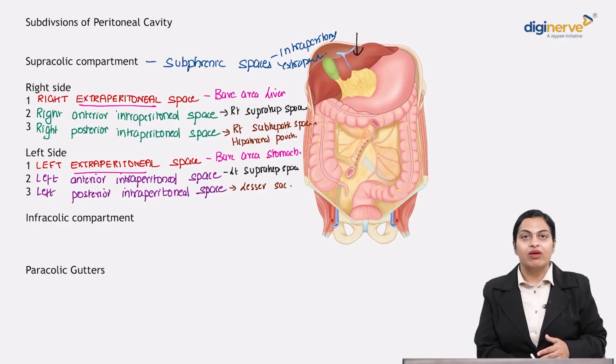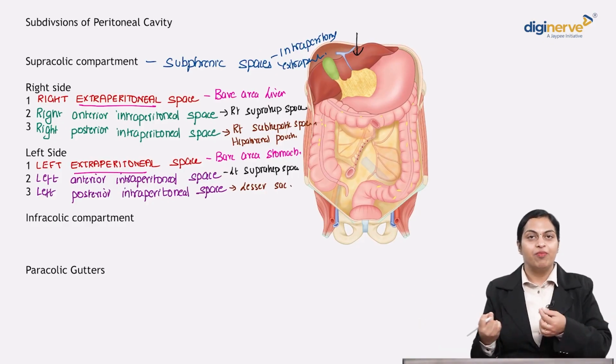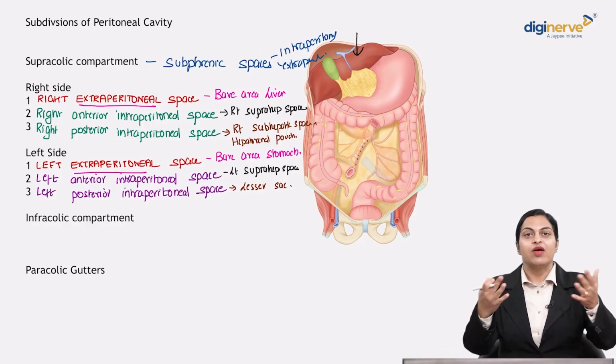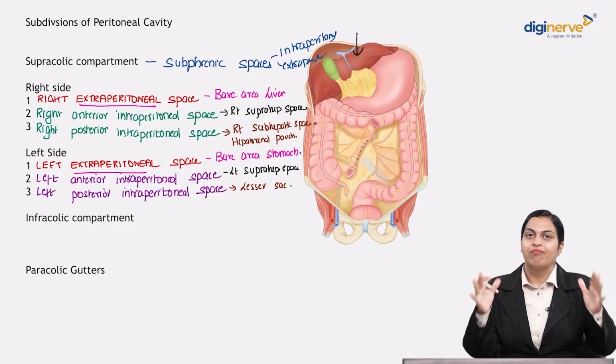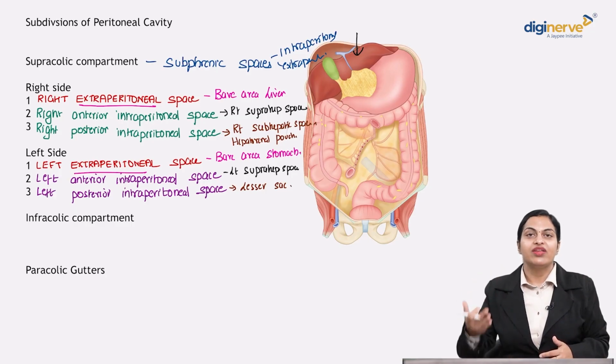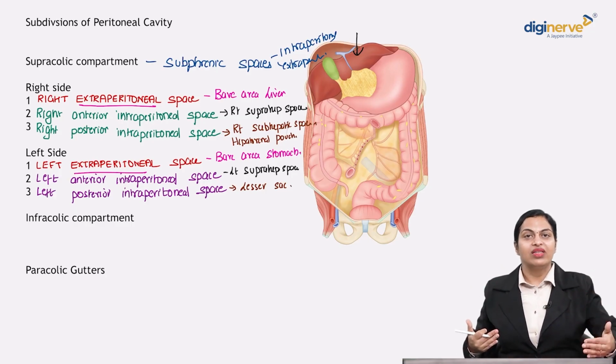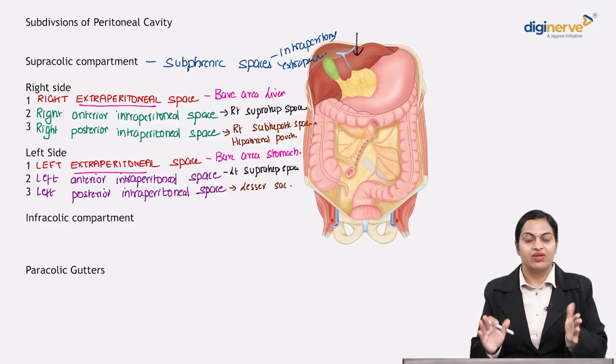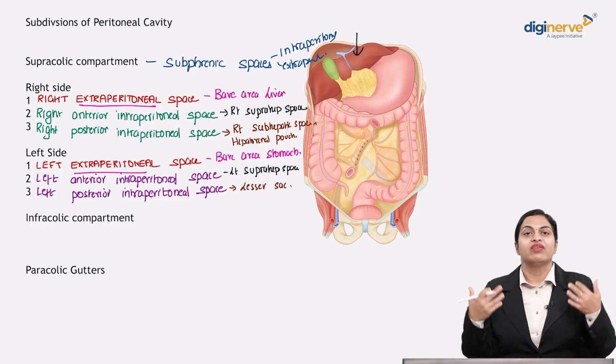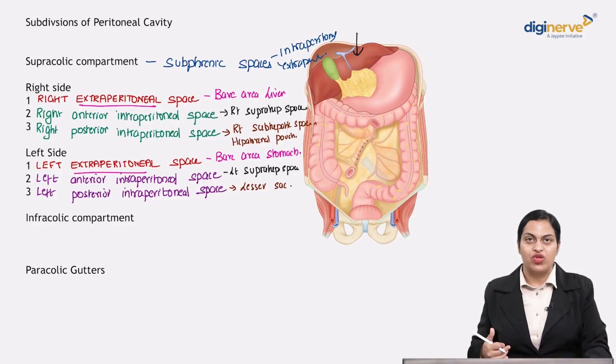So the supracolic compartment is divided into right and left. Write down the extraperitoneal space first. Extraperitoneal space is nothing but just the bare area. So on the right, it's the bare area of the liver. On the left, it's the bare area of the stomach. Done. And then we are moving on to the intraperitoneal space, which can be divided into anterior and posterior.